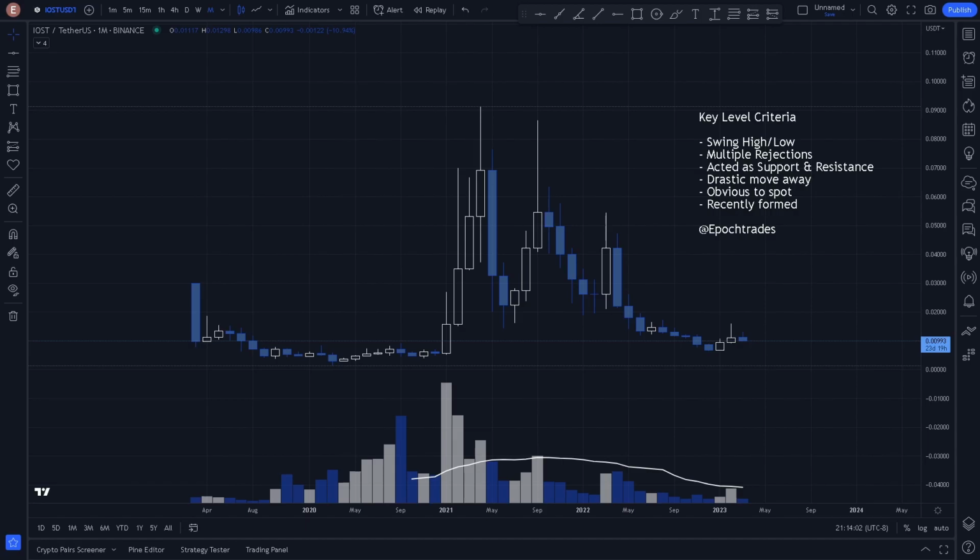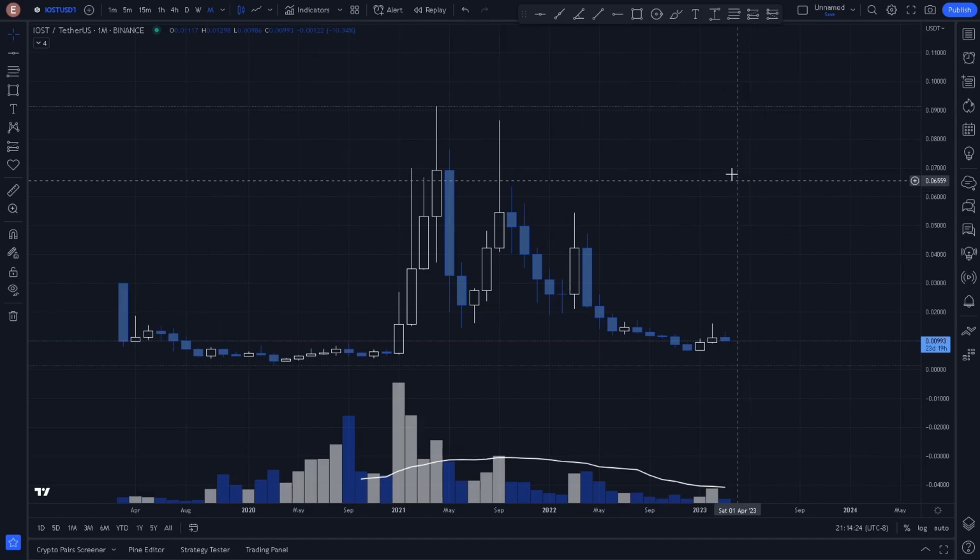Today we're going to be covering key levels on the monthly and weekly time frame for IOST. So, as always, our key level criteria: we look for swing highs and swing lows, multiple rejections, acted as support and resistance, drastic moves away, obvious to spot, and recently formed. So, let's go ahead and hop right in.